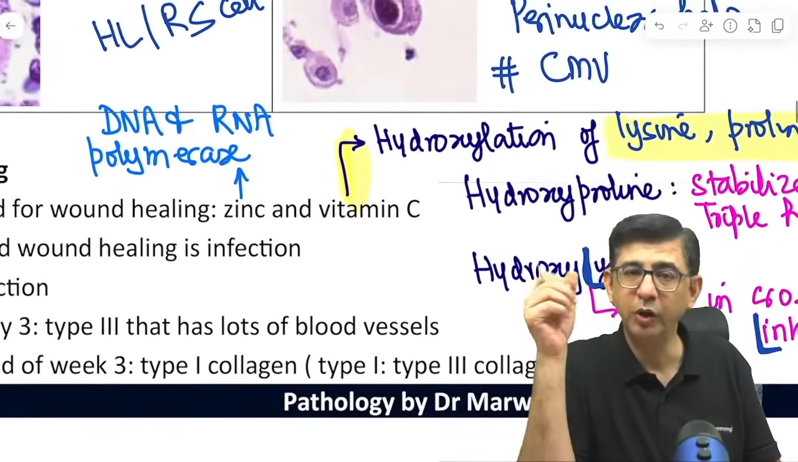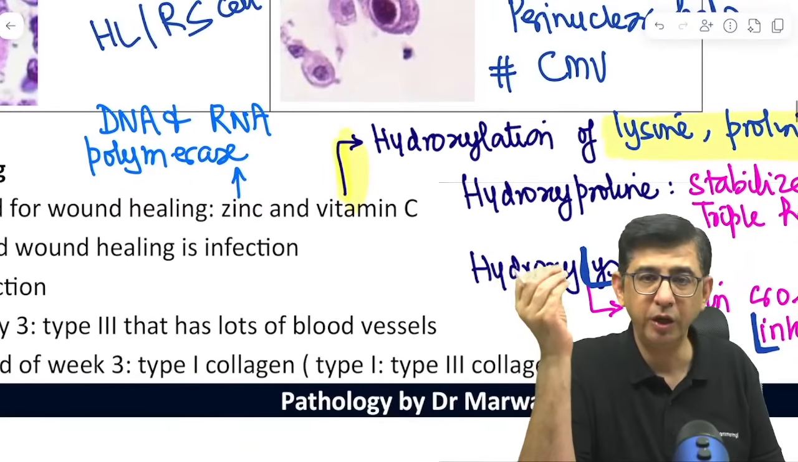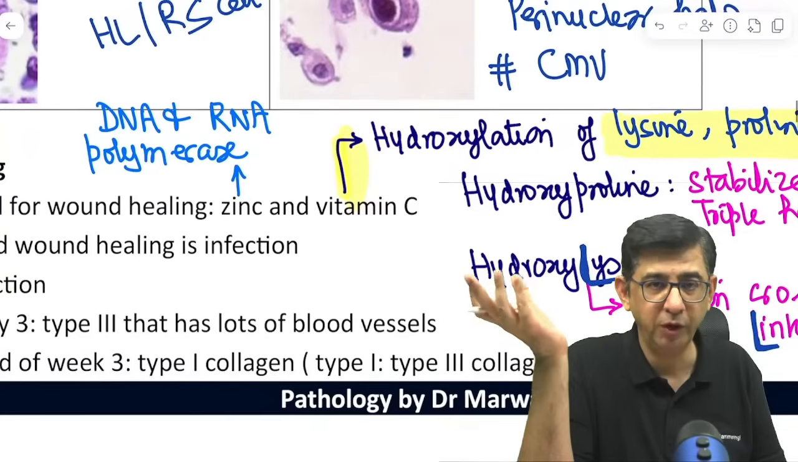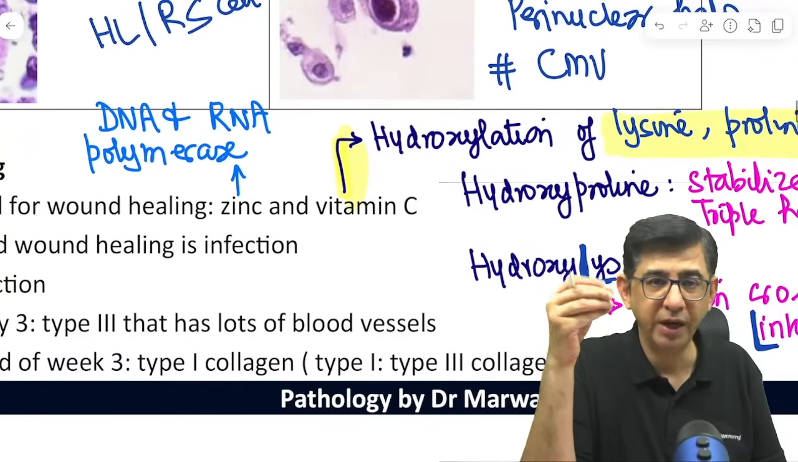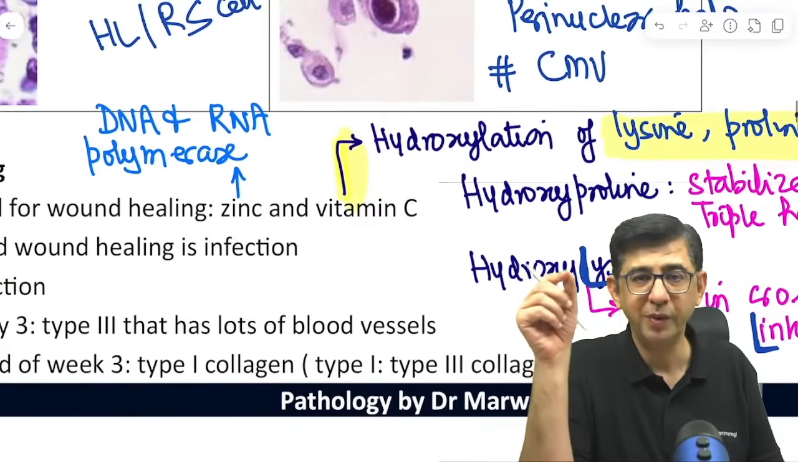Why do you need zinc? Because you need cellular repair. Cellular repair would mean DNA, RNA, because cells are being formed. So for DNA and RNA polymerase activity, zinc is required. And the third aspect is that of copper.